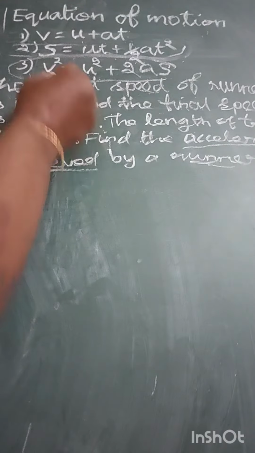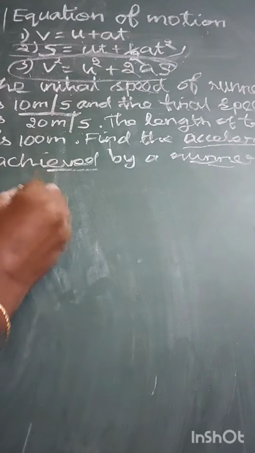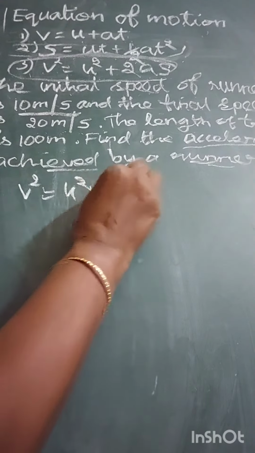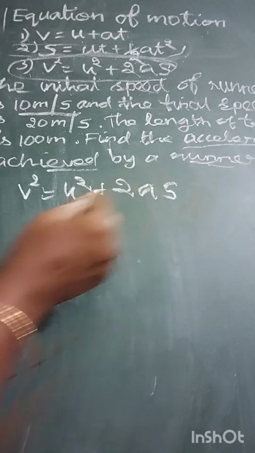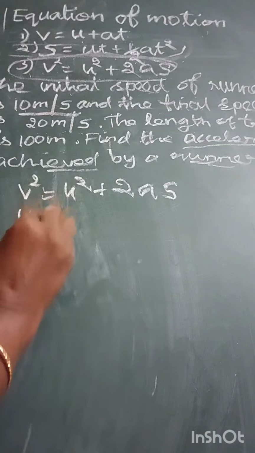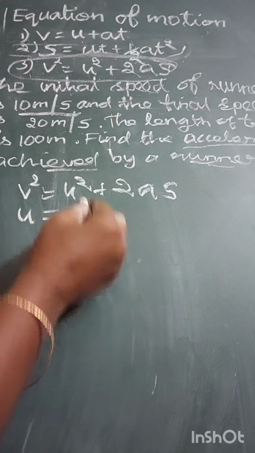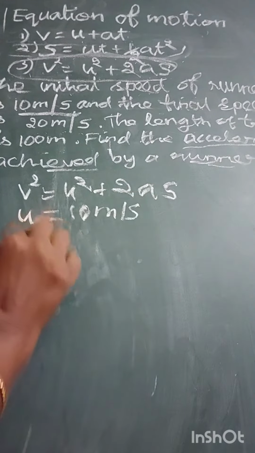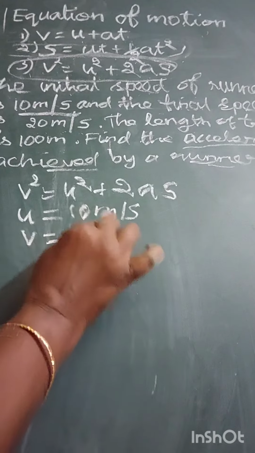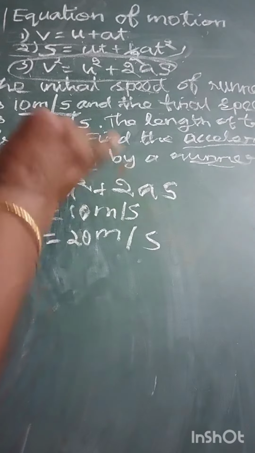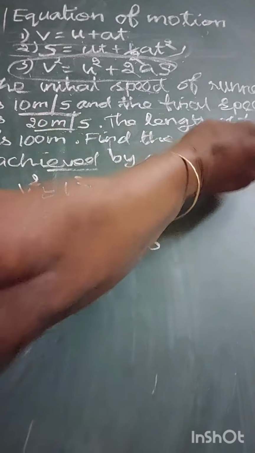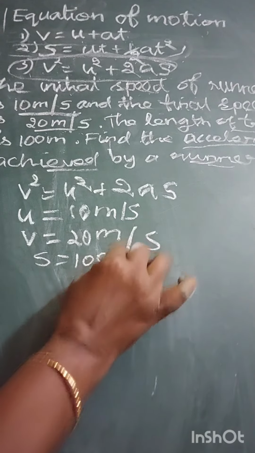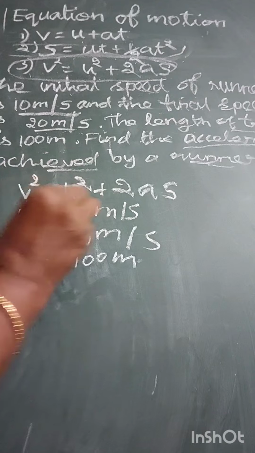We will take the third equation, v² = u² + 2as. Here u is the initial speed. Initial speed is 10 meters per second, the final speed is 20 meters per second, and the length of the track is s = 100 meters. So we will substitute these values.